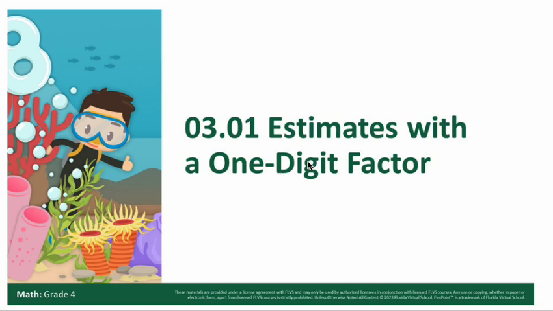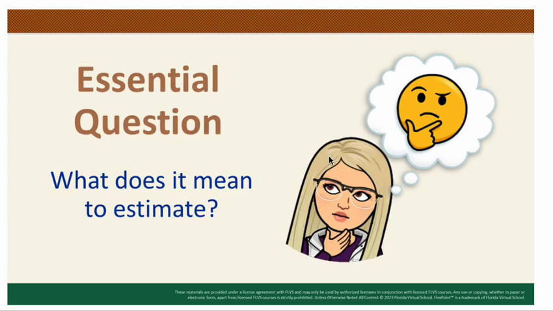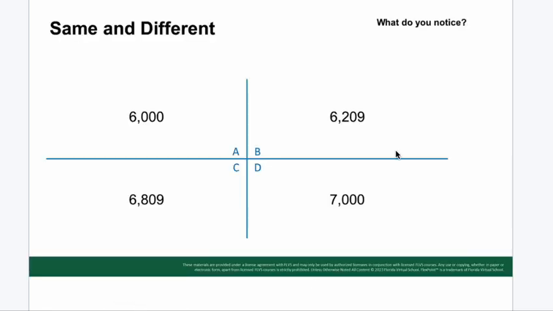Fourth grade, we're going to go ahead and take a look at lesson 301 on doing some estimating with a one-digit factor. So what does it mean to estimate? Well, estimating is similar to rounding, and it helps us to think about big numbers in kind of a generalization. So today we're going to work on rounding numbers up to the 100,000 place value. So let's take a look at a couple of problems right here with the same and different.